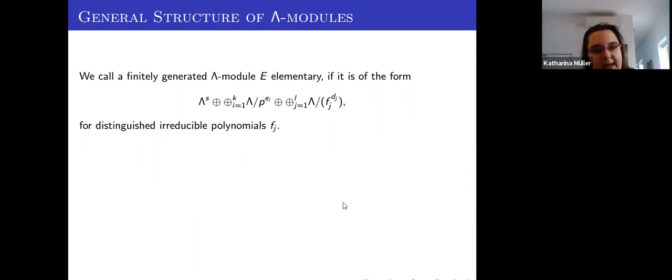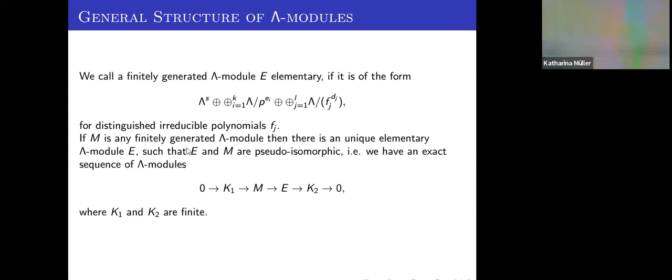So we call a finitely generated Λ-module E elementary if it is of the following form. It consists of a finite number of copies of the whole ring Λ, a finite number of copies of Λ over some power of p, plus a finite number of copies of Λ over f_j to the d_j, where f_j are irreducible distinguished polynomials. And let me briefly recall what a distinguished polynomial is. We call a polynomial distinguished if all its coefficients are divisible by p except for the leading one.